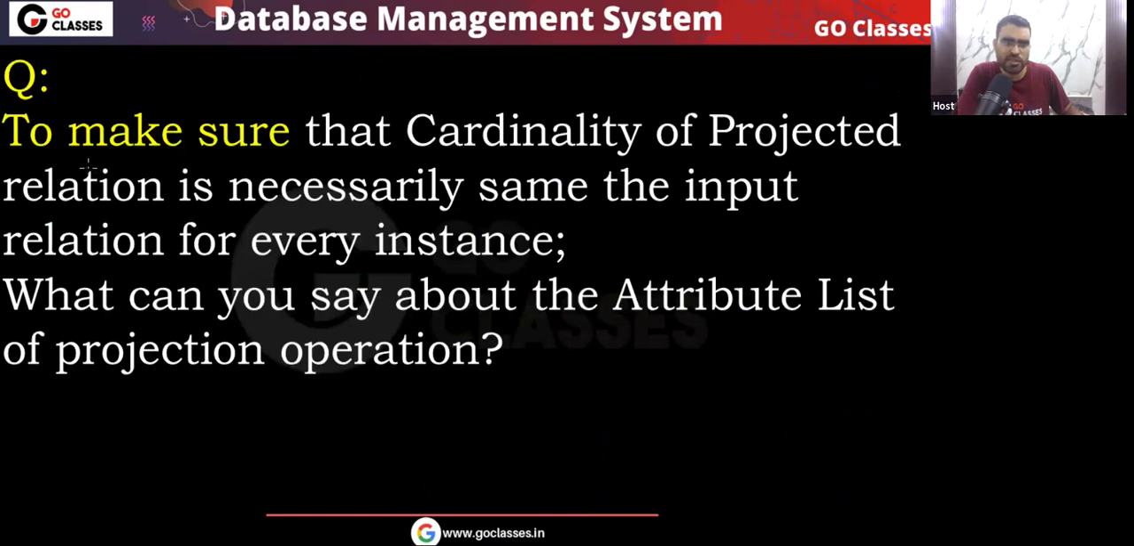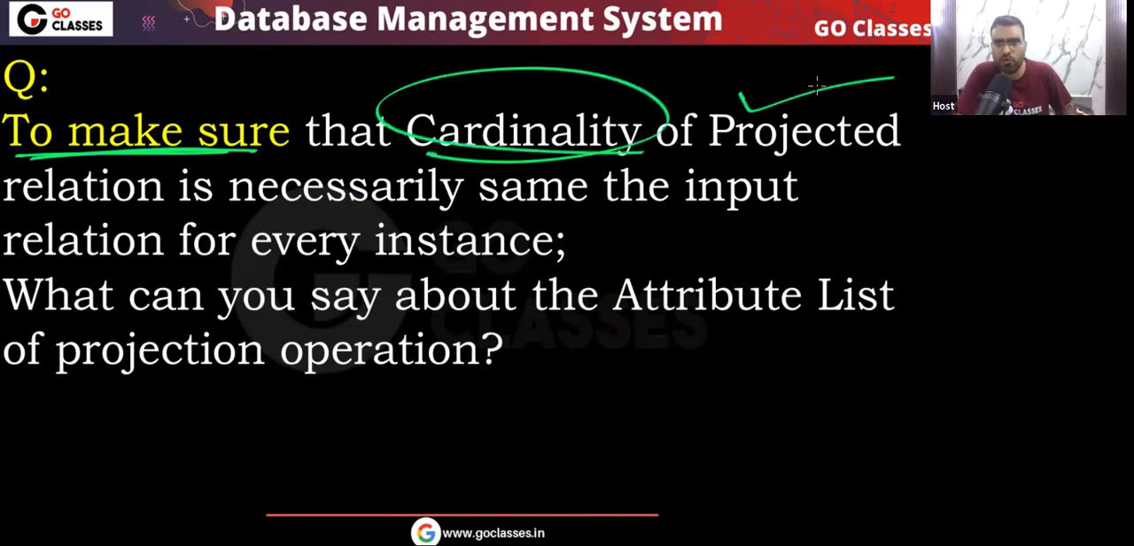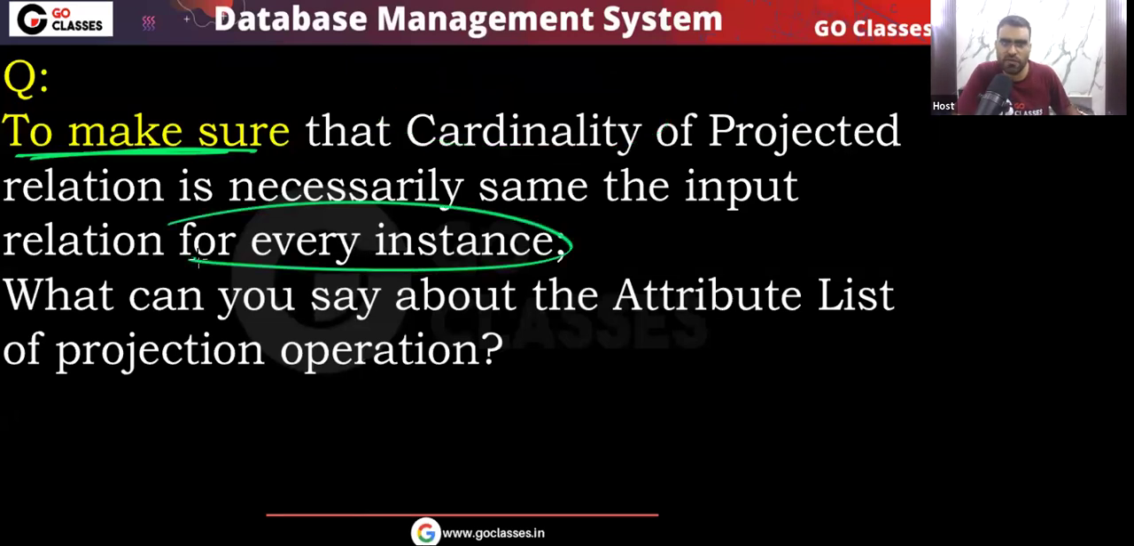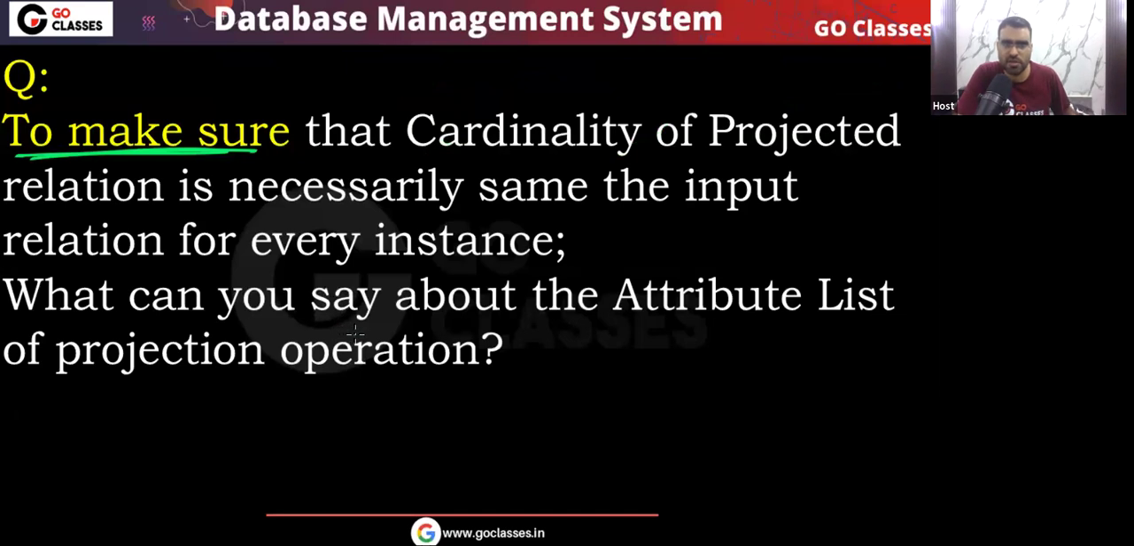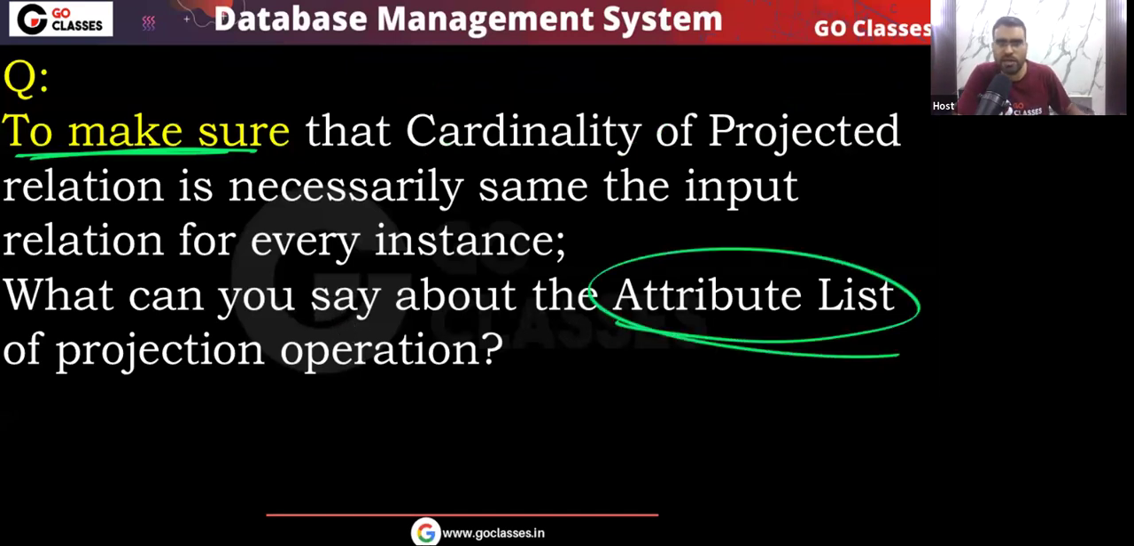Now tell me the answer for this question. To make sure that the cardinality of the projected relation is necessarily the same as the input relation for every instance, what can you say about the attribute list? Please tell me. I want to make sure that the cardinality of projection does not change for every instance. Then what can you say about the attribute list?